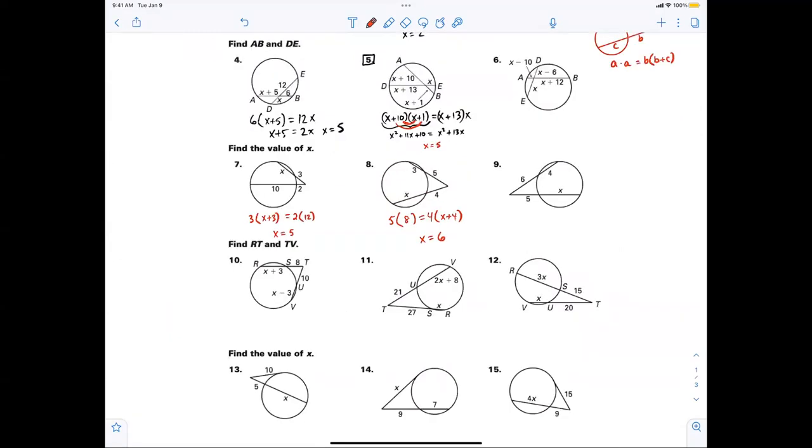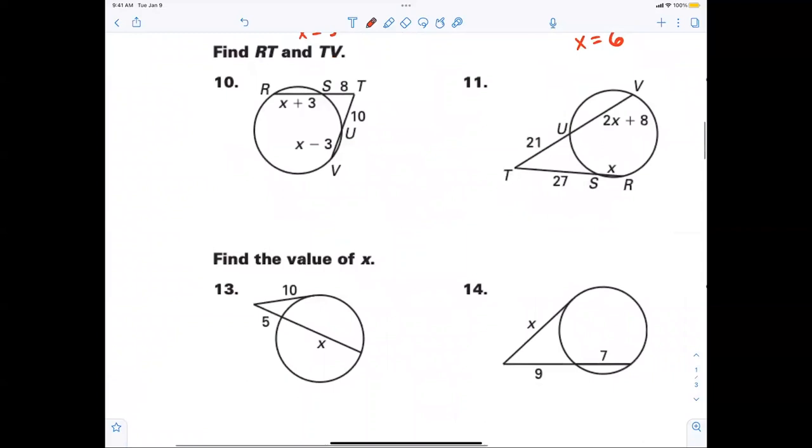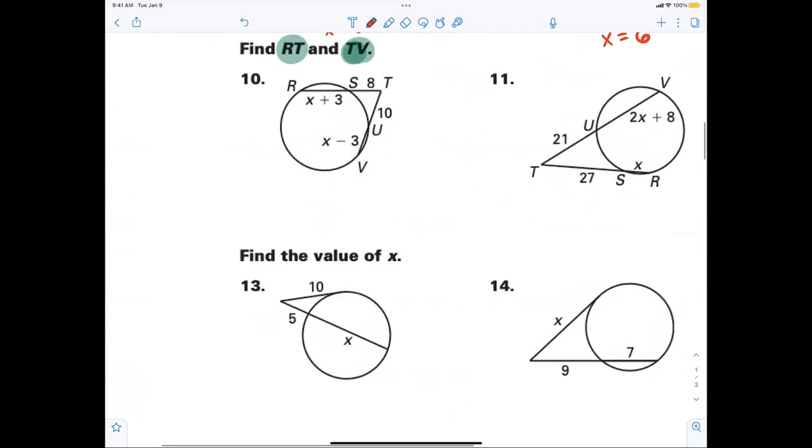Let's see if there's anything harder. Let's look at number 10. Now they're asking for RT and TV, so I want to be careful. I need help setting up number 10. What do we got? 8 times 8 plus X plus 3, which is X plus 11, equals 10 times X plus 7. Anybody agree with that? Yeah.